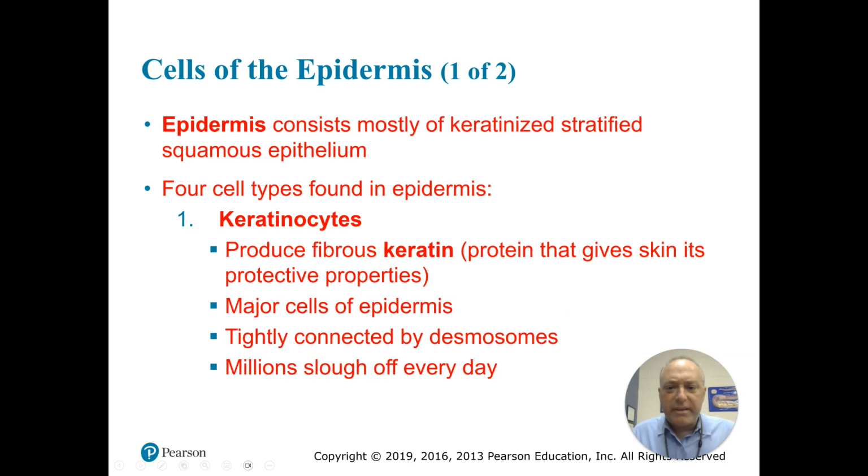So the epidermis consists mostly of keratinized, stratified squamous epithelium. These are the multiple layers of the squished epithelium. And there are 4 different cell types found in the epidermis. There's the keratinocyte, which produces keratin. It's the major cell of the epidermis. It contains desmosomes, which allow for a little bit of play when the skin is being stretched or used, and millions of keratinocytes will slough off every day. They will be dead. This is your dead skin layer.